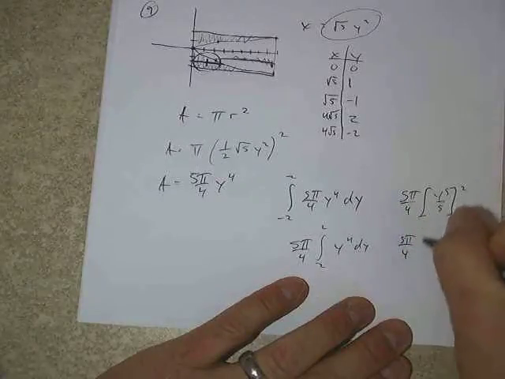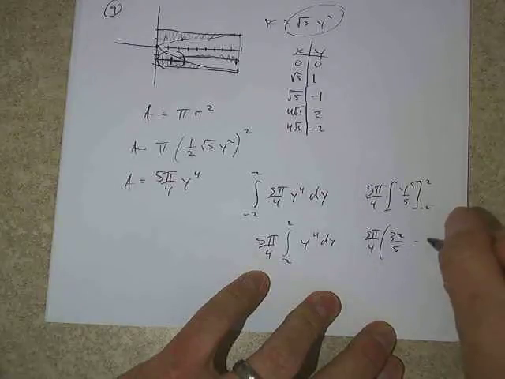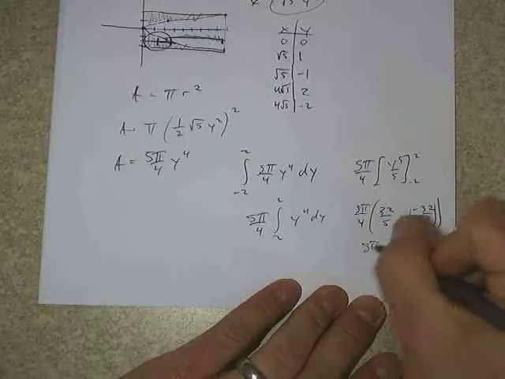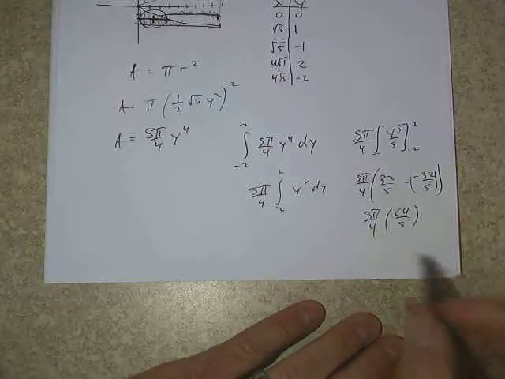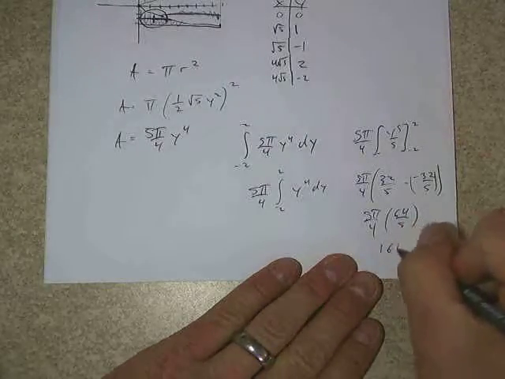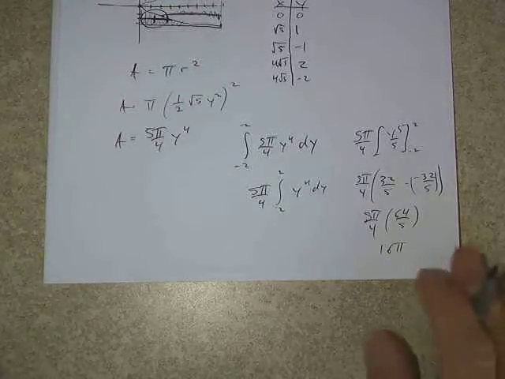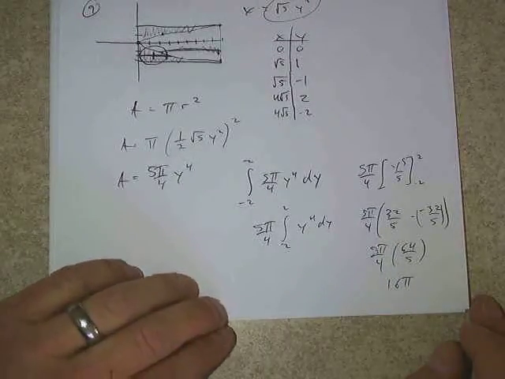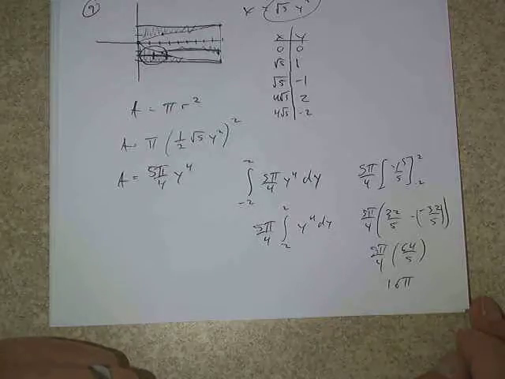And so from there, if we do our 5 pi over 4, we'll take that out and do our antiderivative, y to the 5th over 5. And if we put 2 in there, we're going to get 32 fifths minus negative 32 fifths. So it'll be 5 pi over 4 times 64 fifths. 5's would cancel out. 4 and 64 would cancel out, which gives 16 pi.